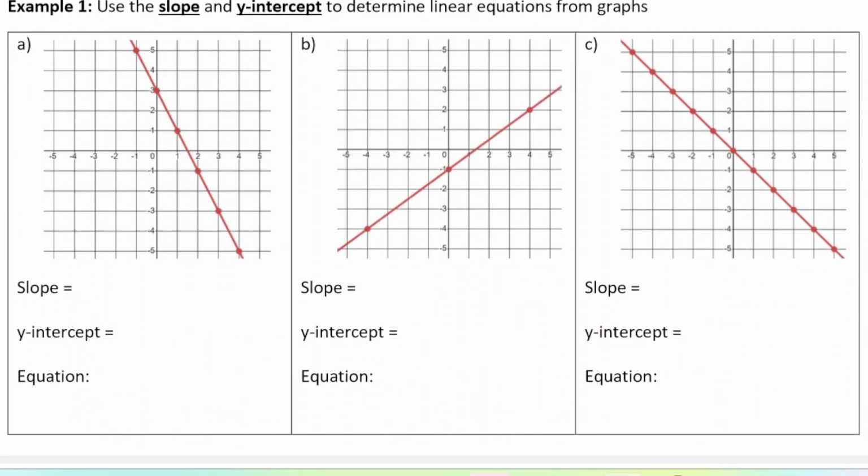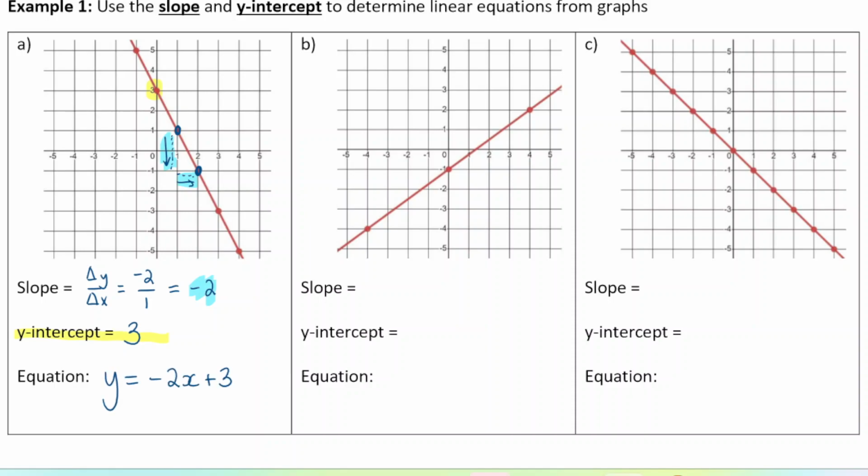All right, so first, the easiest thing to spot is just the y-intercept. It's where it intersects with the y-axis. So that is going to be here, 3. And the slope is how this graph is changing over time. So you can pick any 2 points. I'm going to pick this point and this point. So if we look at it, it goes 2 down and 1 to the right. So the change in y over change in x is going to be, because it went 2 down, -2, and it went 1 to the right, so 1. We can simplify this just to -2. So that's our slope. And so the equation is going to be y equals -2x plus 3.